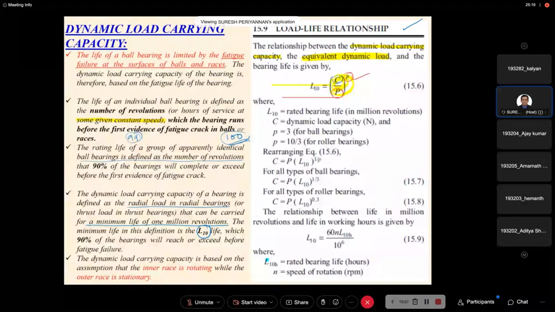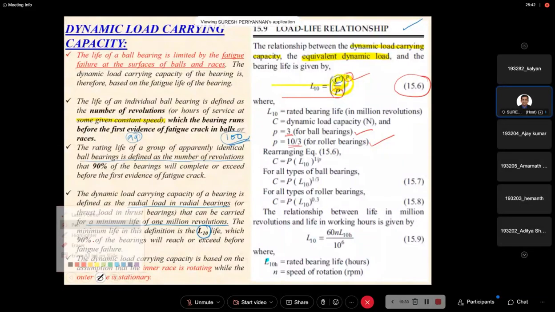The empirical constants might have been studied through numerical modeling, and also through experiment. Hence, small p is equal to 3 for ball bearing, and small p is equal to 10 by 3 for roller bearing. Then substitute this into equation 15.6, and finally we get this relation, where C is our dynamic load carrying capacity.